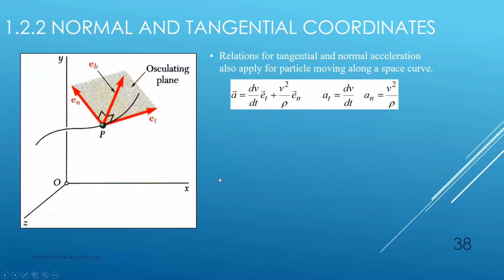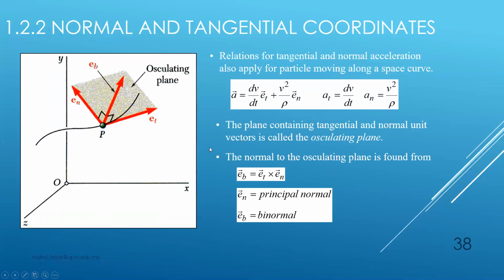Okay, the relations for tangential and normal acceleration also apply for a particle moving along a space curve, like this. So you have one curve here and then another one here. So it can also be applied. The plane containing the tangential and normal unit vectors is called the osculating plane.